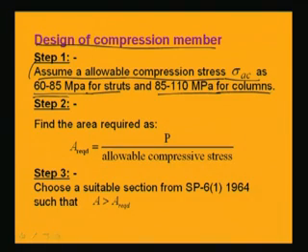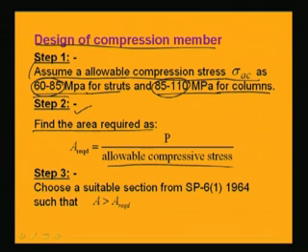So here we start in this way: first we assume some allowable compressive stress, for strut members 60 to 85 MPa, and for columns 85 to 110 MPa. These assumptions are the starting point. The next step is to find the area required. The area required will be the given load divided by the allowable compressive stress, that means P by sigma AC.